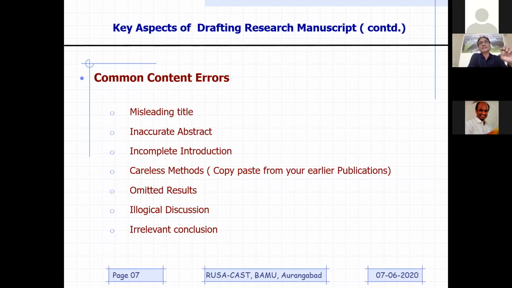What should be in the abstract? Let me tell you, my friend. Because you see, whenever a reviewer is going to check your manuscript, first of all, he is going to read your title. If the title is very vague, very broad, then he is going to carry a negative impact.